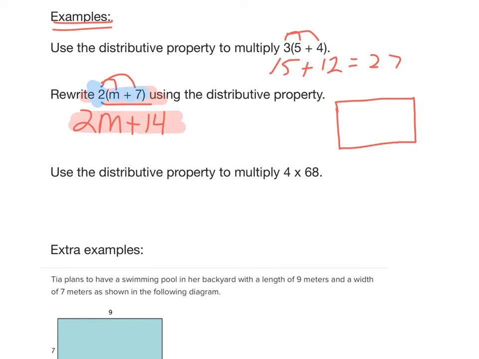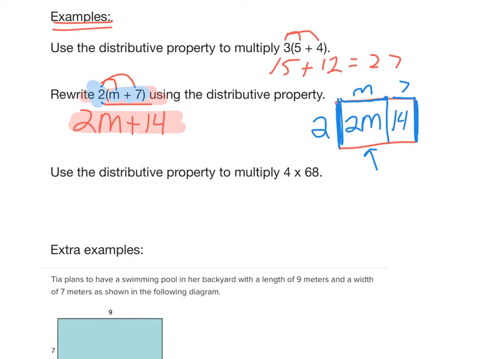So that would be finding the area of a rectangle that has a width of 2 and a length of m plus 7. So that would be something like if it was divided here, and this length here was m, and this length here was 7. The overall area would be the sum of the two boxes. So the area of this first box would be 2 times m. The area of the second box would be 2 times 7 because this side length's 2. So 2 times 7 is 14.